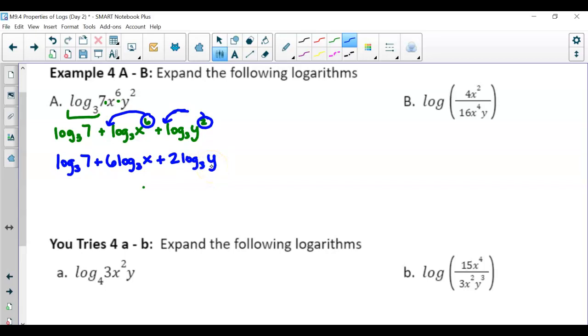Now in B, notice how we have this fraction here. So before we start expanding, we need to simplify. Well, I notice I have 4 over 16. Well, that is 1 over 4.